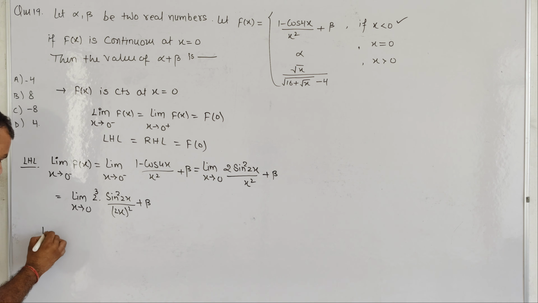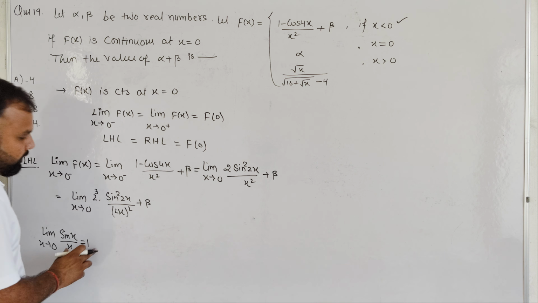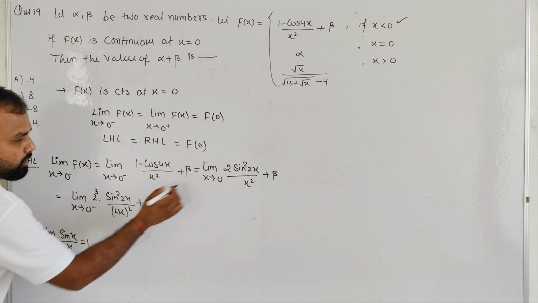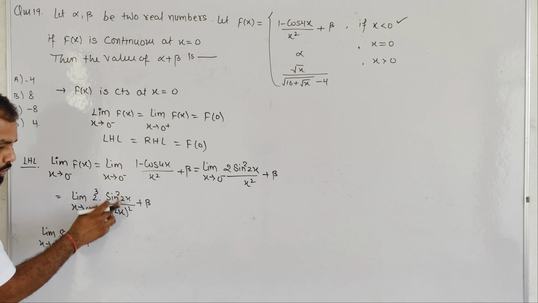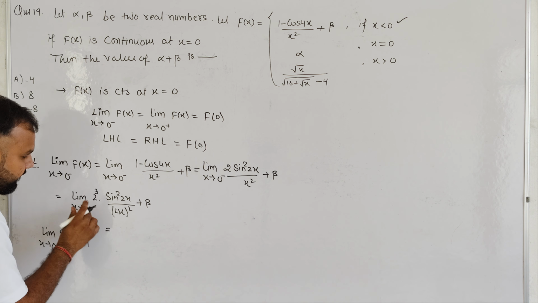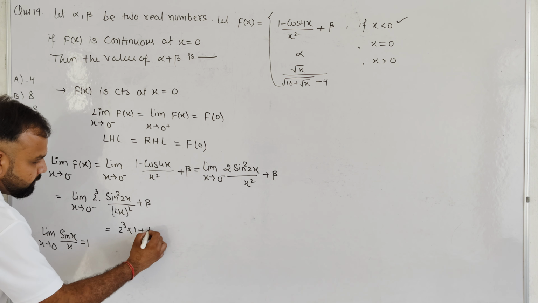And we know very well, limit x tends to 0, sine x upon x, it will become 1. x tends to 0, sine 0 will be 0, and the denominator is also 0, so it is 0 by 0 form, and it will give 1. And if we apply the limit x tends to 0 minus in this situation, it will become 0 by 0 and it will give 1. So basically student, there is 2 cube, this is 1, plus this is beta.